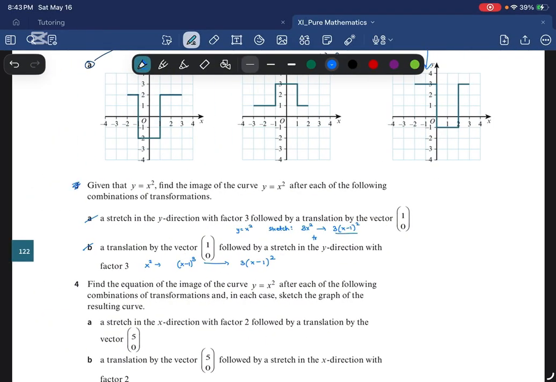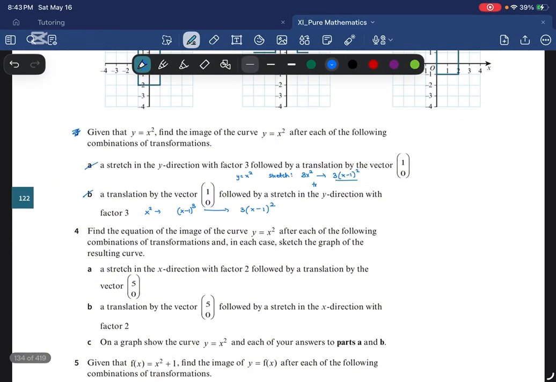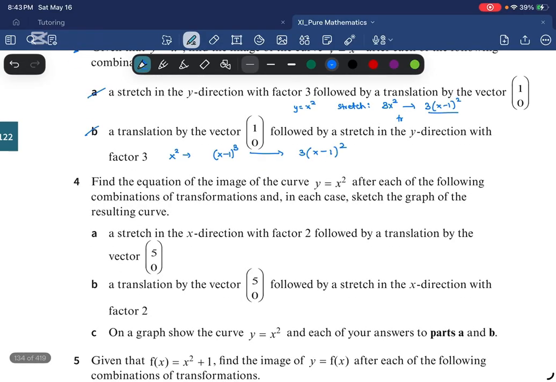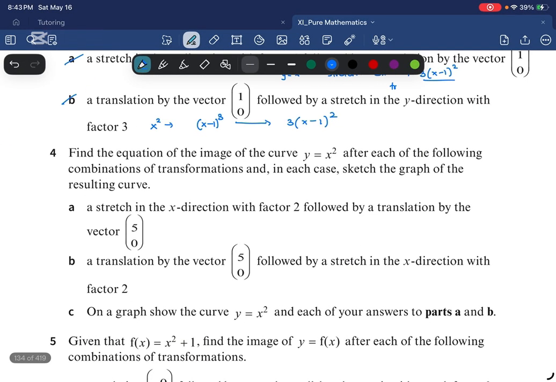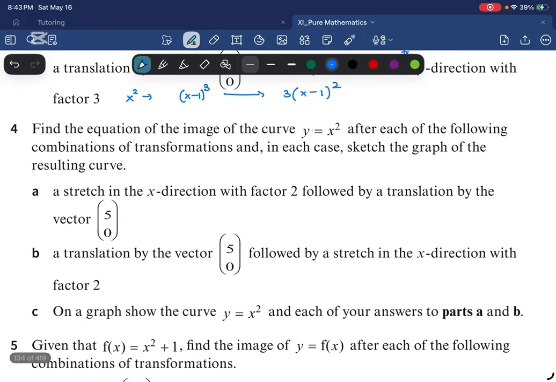All right. Find the equation of the image of the curve after each of the following combinations of transformations, and in each case, sketch the graph of the resulting curve. All right. So we have a stretch in the x direction with a factor of 2. That means I have x squared. Now I need to multiply my x by half. So half x squared, which is 1 over 4 x squared.